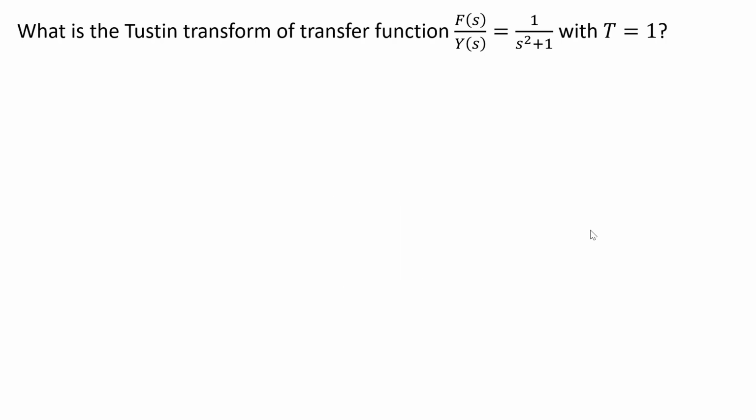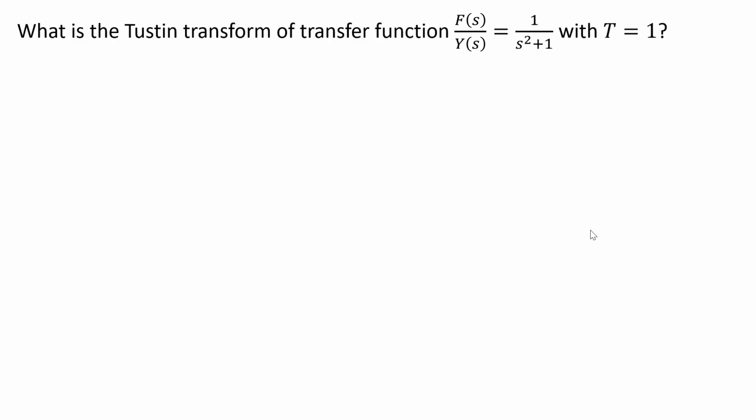Okay, and then what's the Tustin transform of the transfer function F(s) over Y(s) equals 1 over s squared plus 1 with T equals 1? So the Tustin transform is when you go from continuous to discrete.